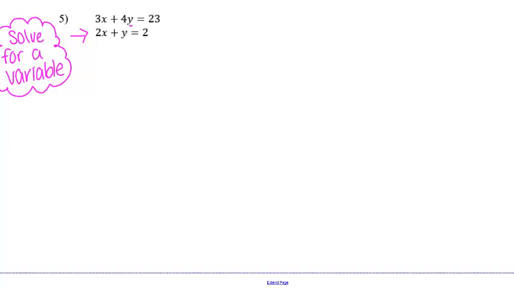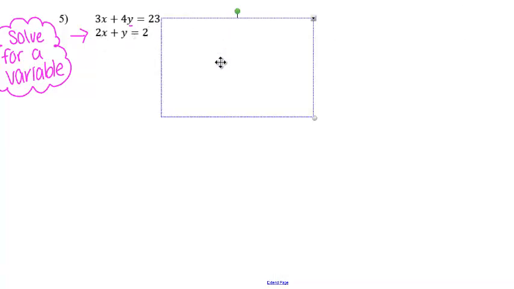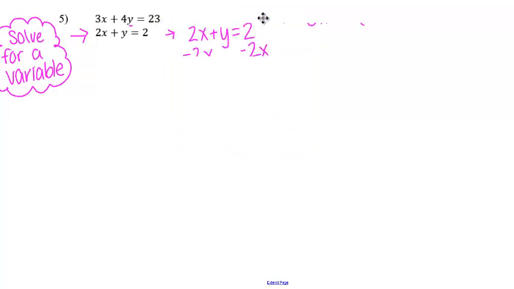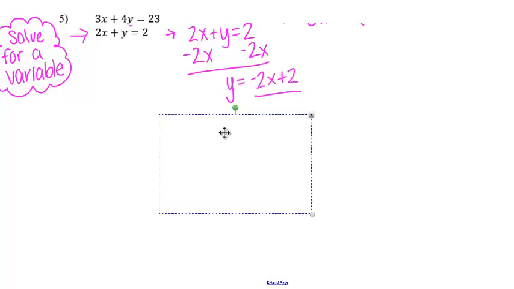All right, next up, number 5. We're still going to do the substitution method. What's your first step? You're going to have to solve for a variable. It doesn't matter which equation you choose. It doesn't matter which variable you do. But I'm going to do the second one. I'm going to manipulate this 2x plus y, and get y by itself over here.